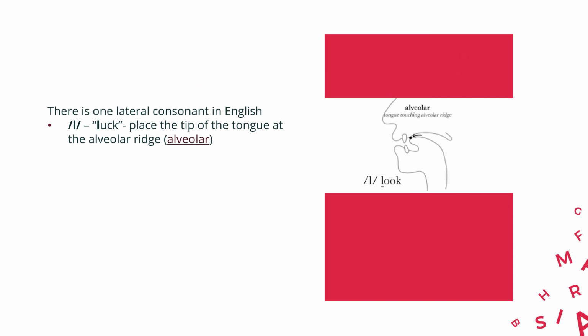There is one lateral consonant in English, l. For example, lock. Place the tip of the tongue at the alveolar ridge.